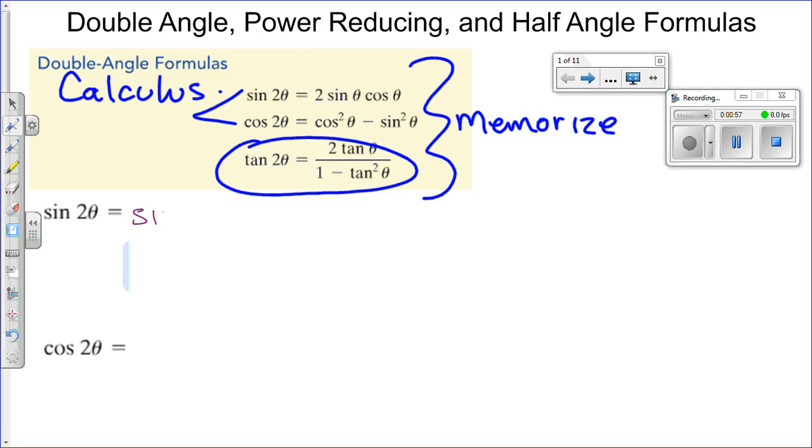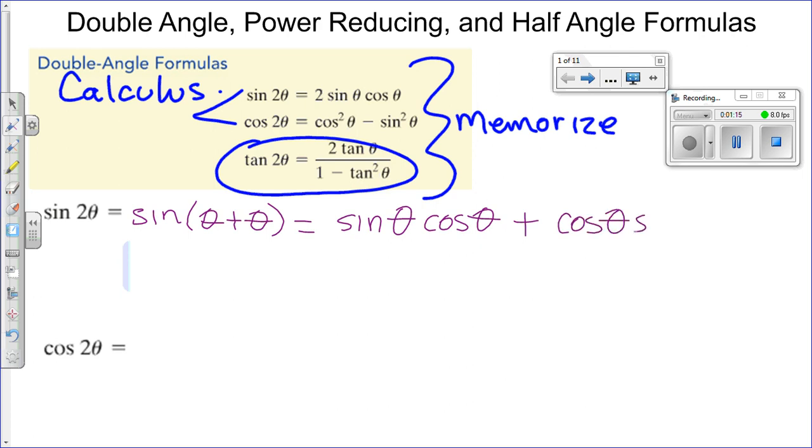So in this case, we have sine of theta plus theta. So I will use the formula for sine of a sum, which will be on the dry erase board, formula number 3. So that will be sine of theta times cosine of theta plus cosine of theta times sine of theta. What happens here is that we're not talking about two different angles. They are the same angle, right? So both quantities are the same.